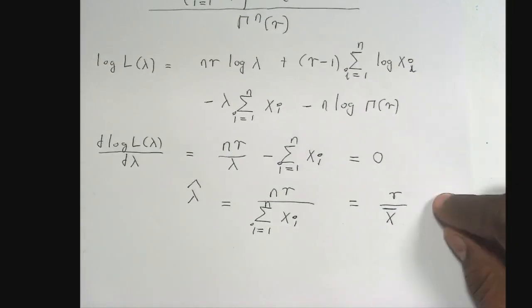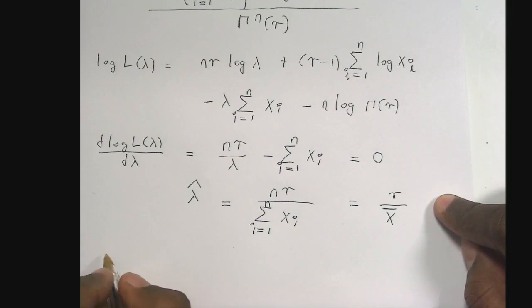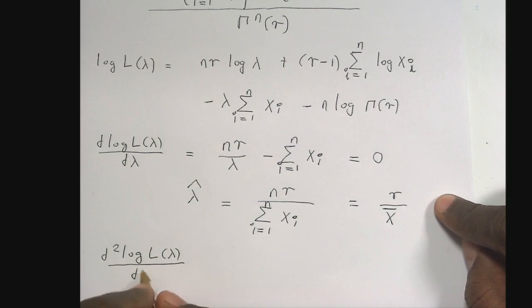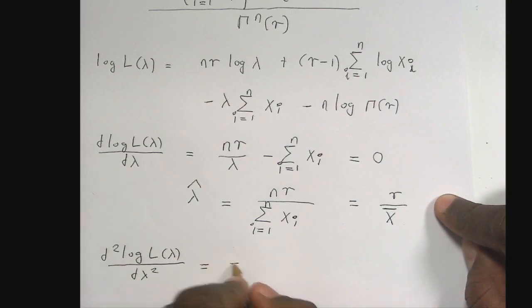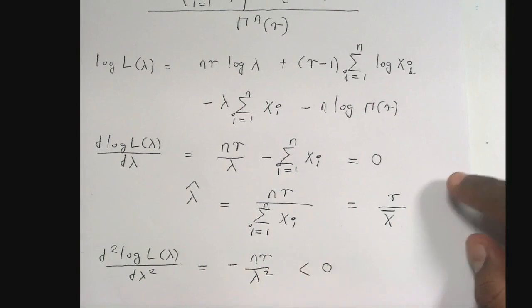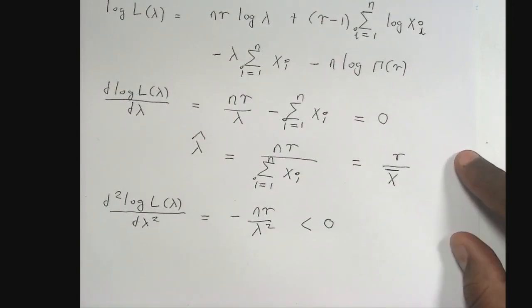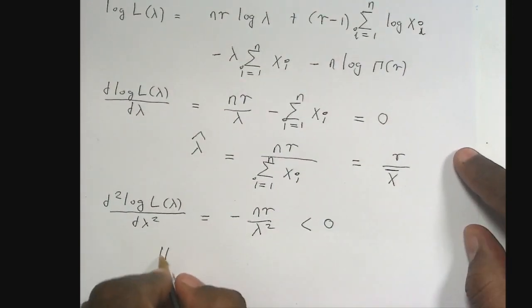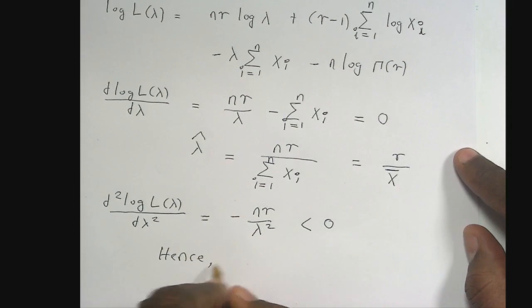Now, to make sure that this is an MLE, remember that when you have only one parameter, you must show that the second derivative is negative. The second order derivative with respect to lambda is minus nr divided by lambda squared, which is of course always negative, and hence lambda hat is an MLE.